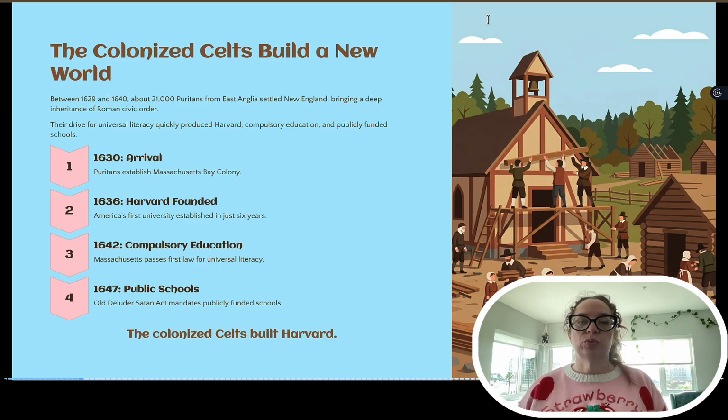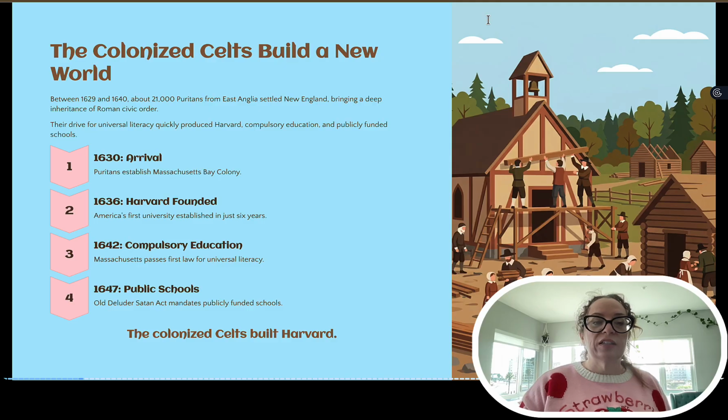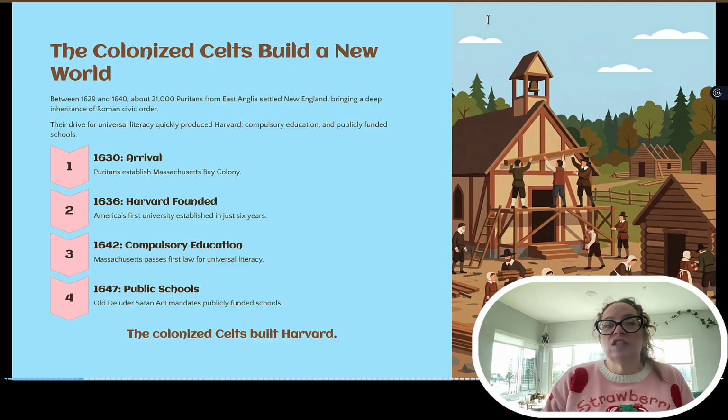If every soul must read, every child must be taught. And if every child must be taught, you need schools. And if you need schools, you need to fund them. So watch how fast this happens. 1630, the Puritans arrive, okay, in Massachusetts Bay. By 1636, they founded Harvard College.